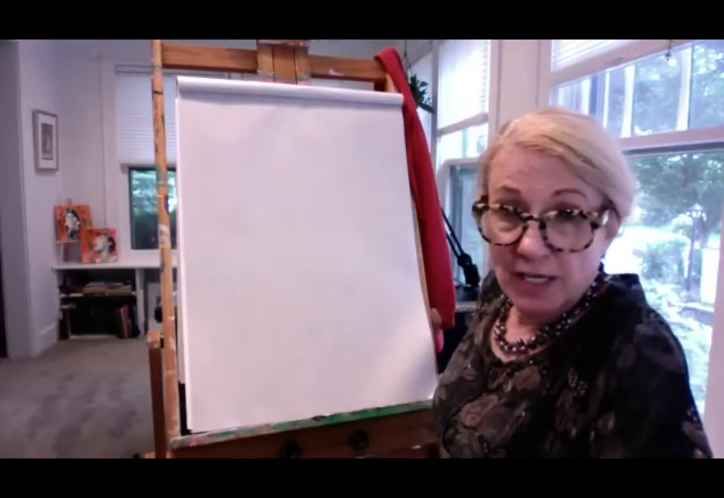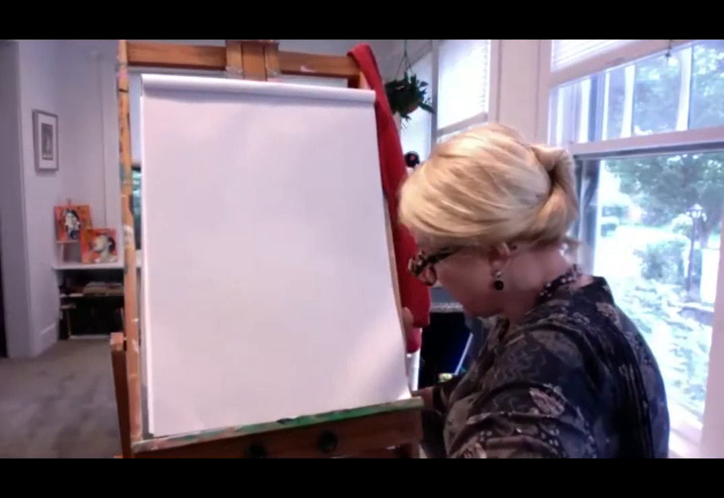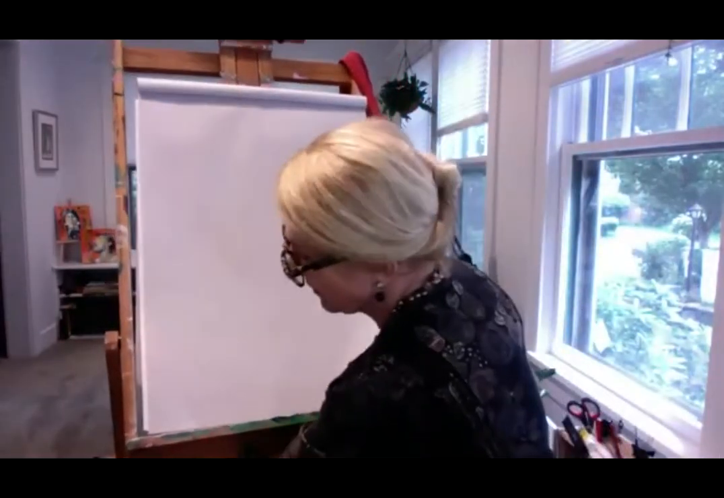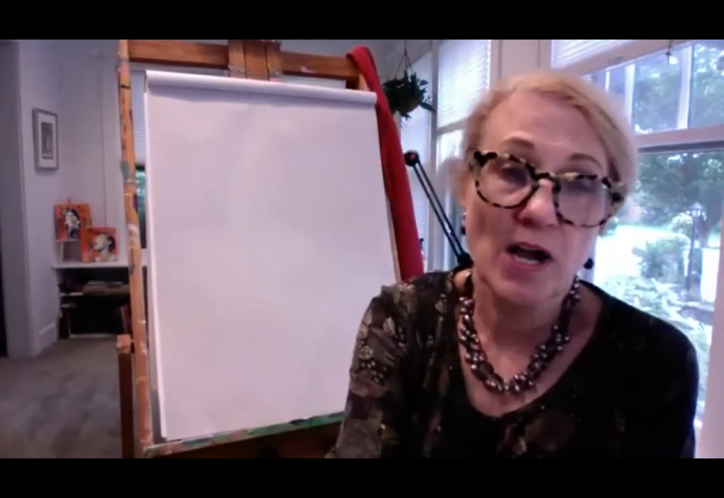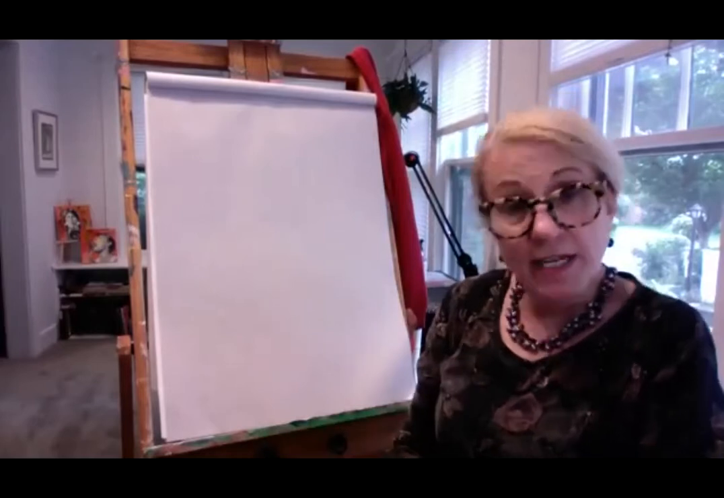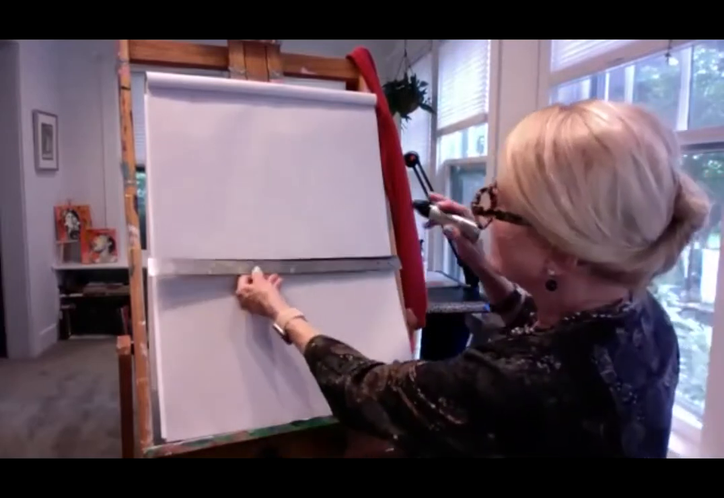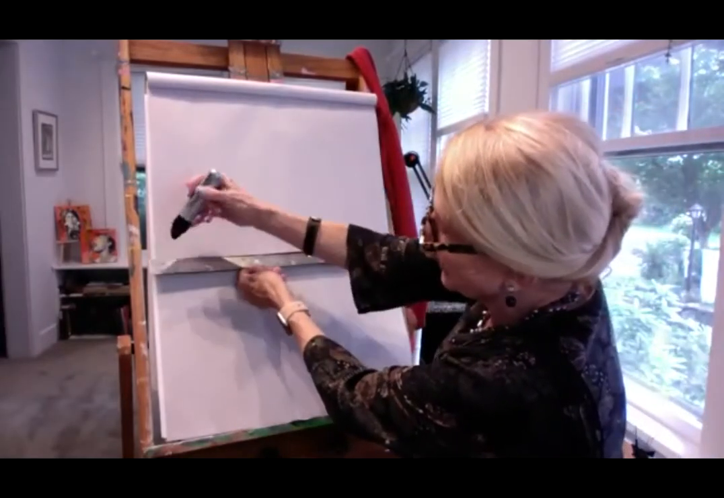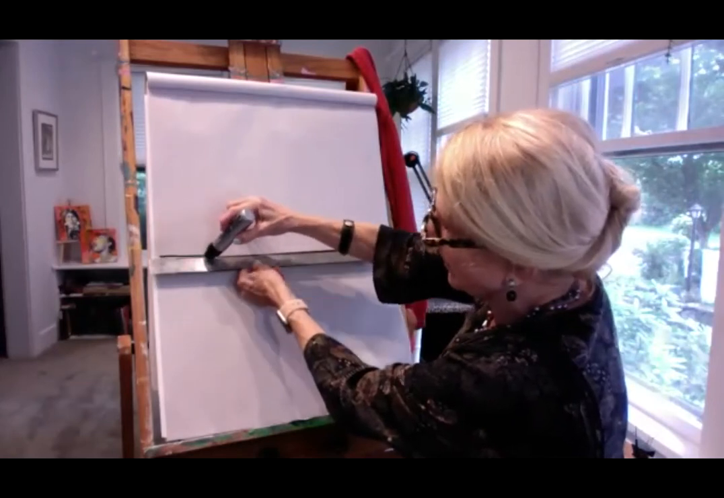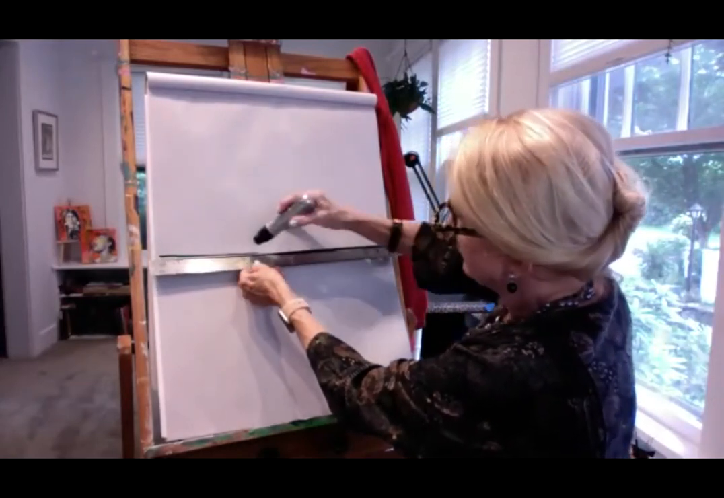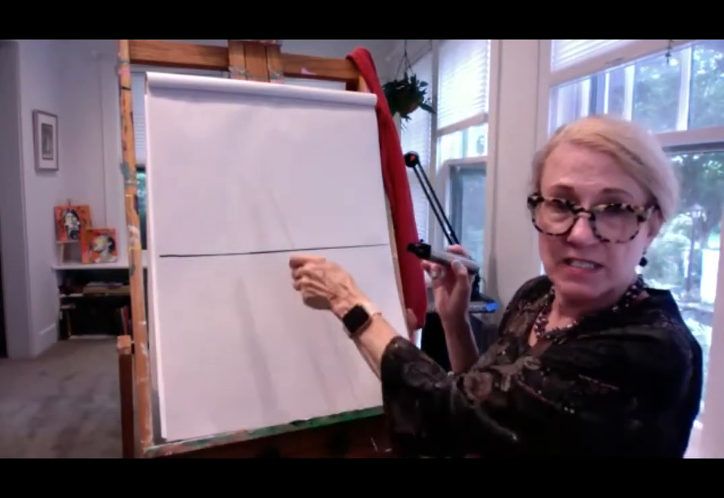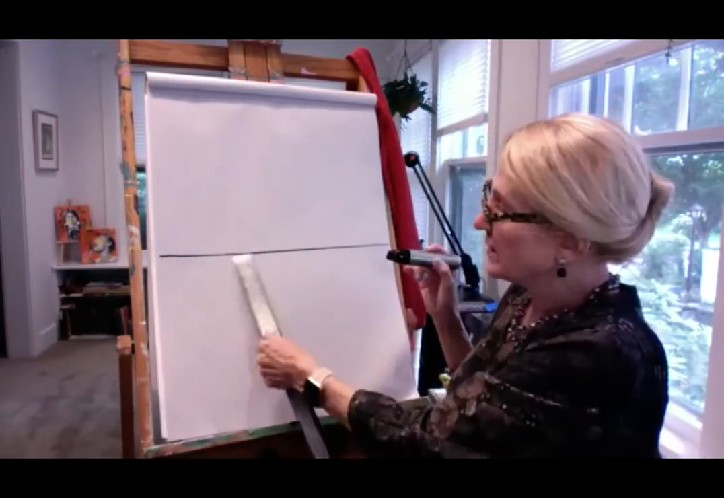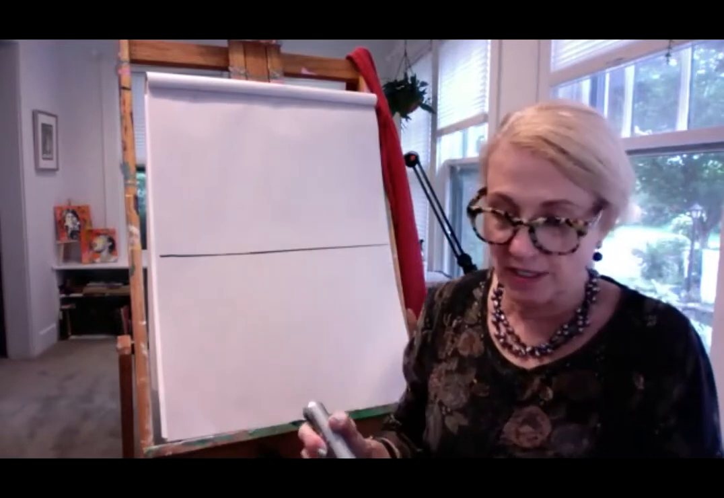One-point perspective, like all perspective, starts with a horizon line. The horizon line is a horizontal line, and you can draw one. We're going to practice here. It's a horizontal line. This is where the earth meets the sky, the horizon, and this is the horizon line.